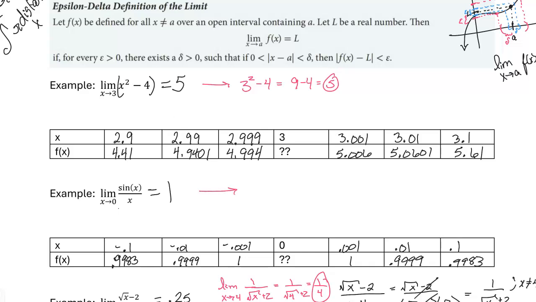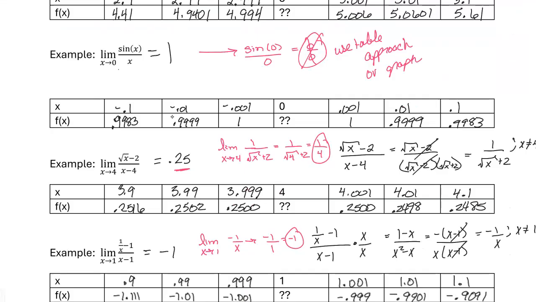This one would give us an issue because we need to find sine of 0 over 0. And 0 over 0 is undefined, so we would have to use the table approach for this one. Or we could graph it. Either way would be fine.